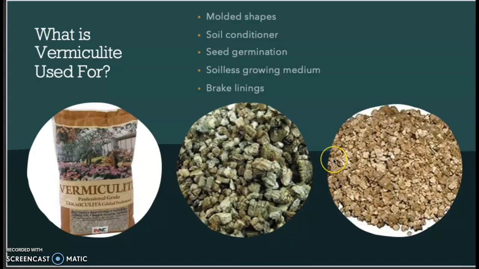And it's a soilless growing medium, so if you don't have good soil around your home, you can use vermiculite. And then you can also put vermiculite on top of seeds and other things to trap moisture and get those seeds to germinate better, or pop up, if you will.